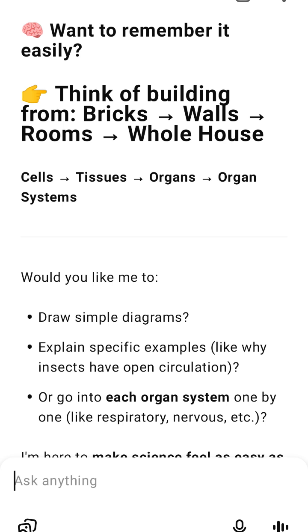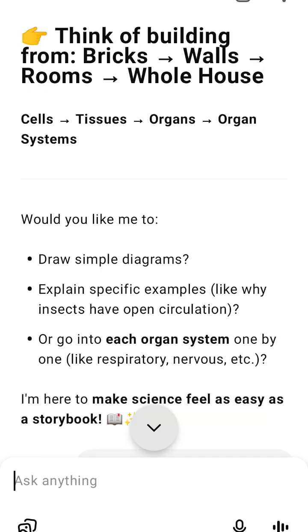Extra details, types of digestive and circulatory systems. Digestive system.